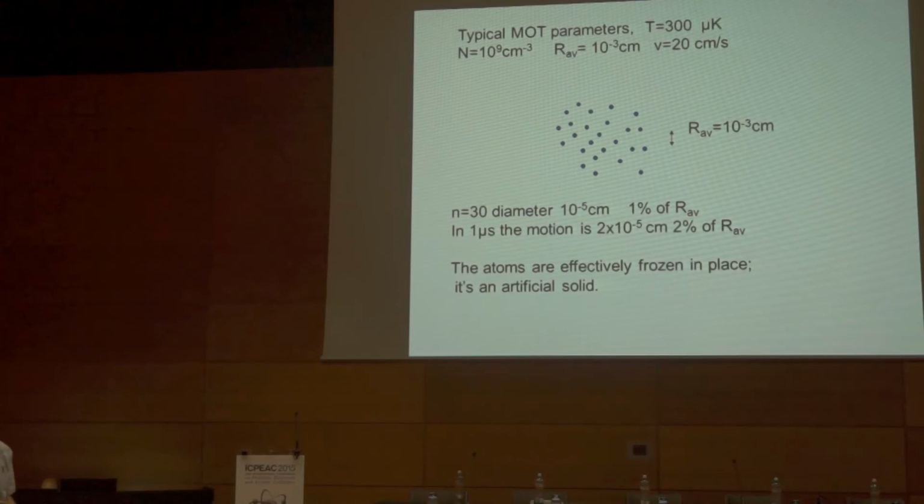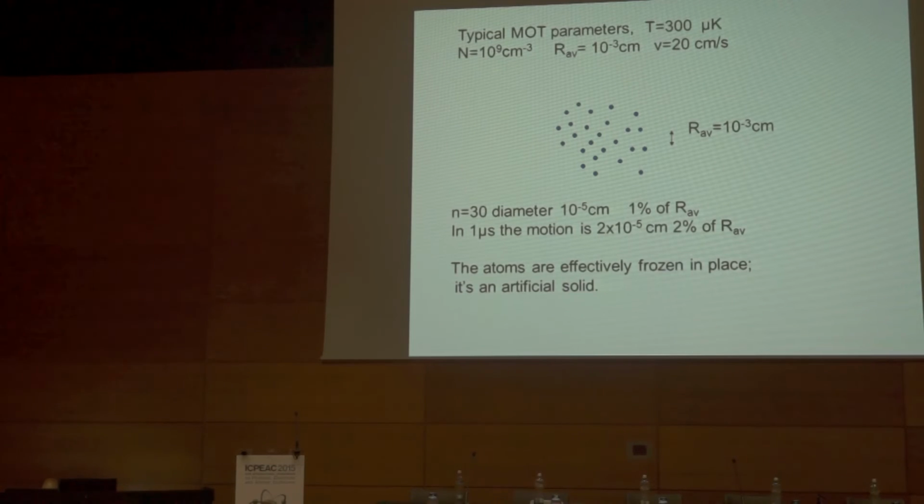If you look at the characteristics of a magneto-optical trap, typical densities are 10 to the 9th atoms per cubic centimeter, which means that the distance between the atoms is about 10 to the minus 3 centimeters. The velocities in the trap are something like 20 centimeters per second. Let's compare this to n equal 30. If I have an n equal 30 atom, the diameter is 10 to the minus 5 centimeters. That's 1% of the spacing. It's insignificant compared to the size of one of these dots. And in 1 microsecond, the motion is similar in size.